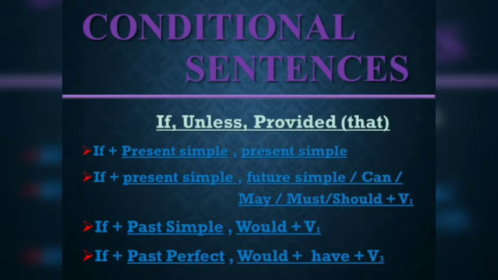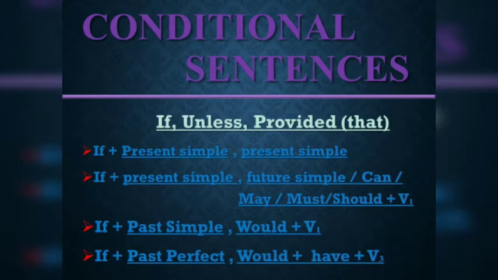Now the second type, and that is if present simple tense is there in the if clause, then in the main clause we can use either future simple tense or any one out of these four modals, can, may, must, should, along with V1. Okay, and the use of these four modals depends on the meaning of the sentence. So this second category is used when a sentence expresses a situation whose outcome is likely to happen, not guaranteed.